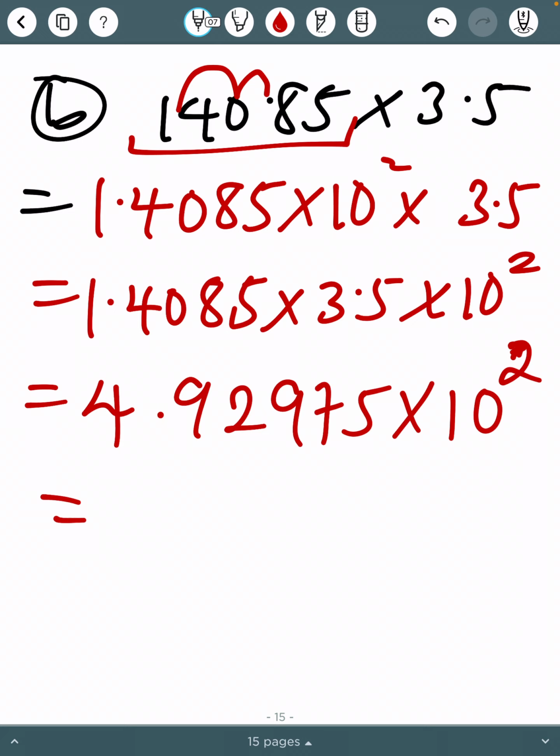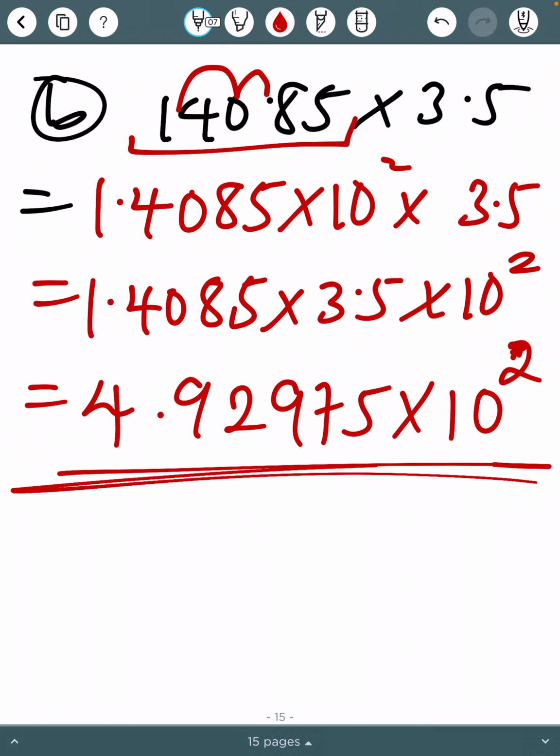Okay, I'm to leave this in standard form. So that will be my last step: 4.92975 times 10 raised to the power 2. Please take note of how the steps are arranged to leave the answer in standard form.